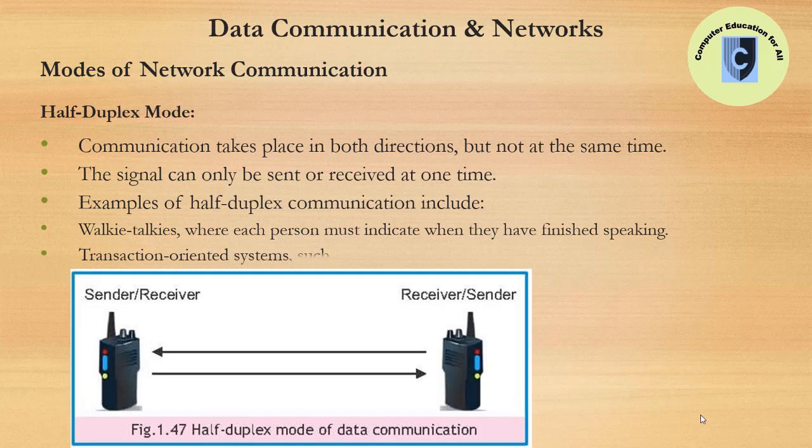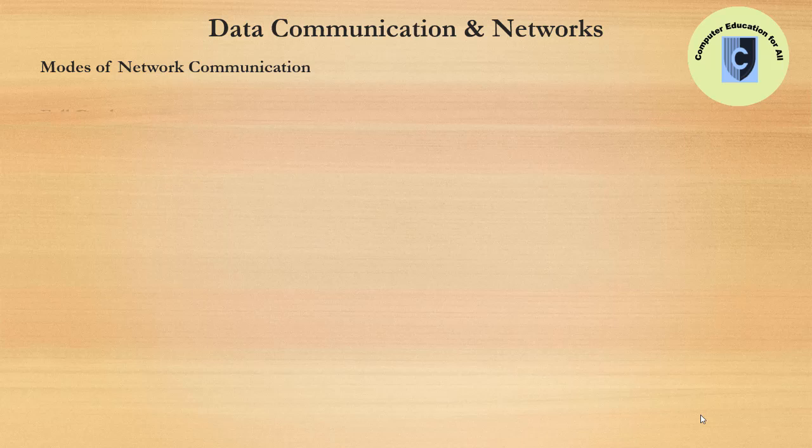Half-duplex transmission is used also in transaction-oriented systems, for example, communication between a computer and a credit card machine. Full duplex mode. In full duplex mode, the communication takes place in both the directions at the same time.